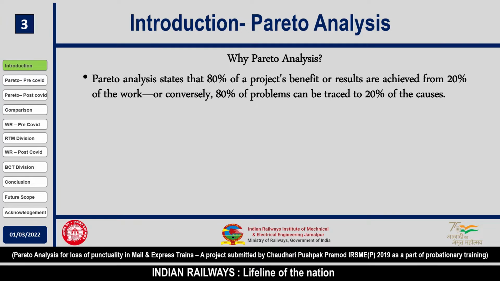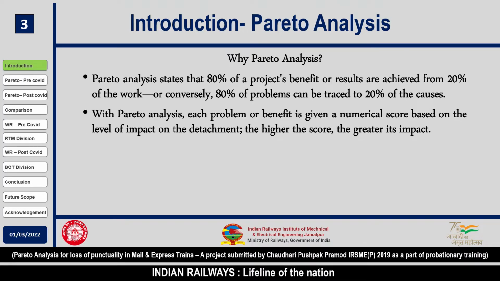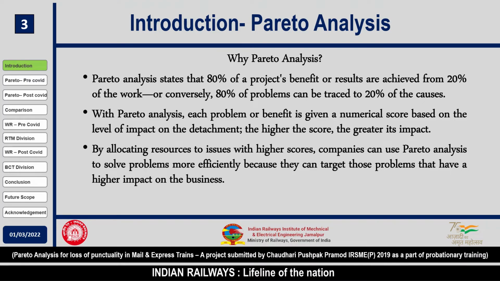Now, why Pareto analysis? Pareto analysis states that 80% of a project's benefit or results are achieved from 20% of the work, or conversely, 80% of the problems can be traced from 20% of the causes. With Pareto analysis, each problem or benefit is given a numerical score based on the level of impact. The higher the score, the greater its impact. By allocating resources to issues with higher scores, companies can use Pareto analysis to solve problems more efficiently because they can target those problems that have a higher impact on business.